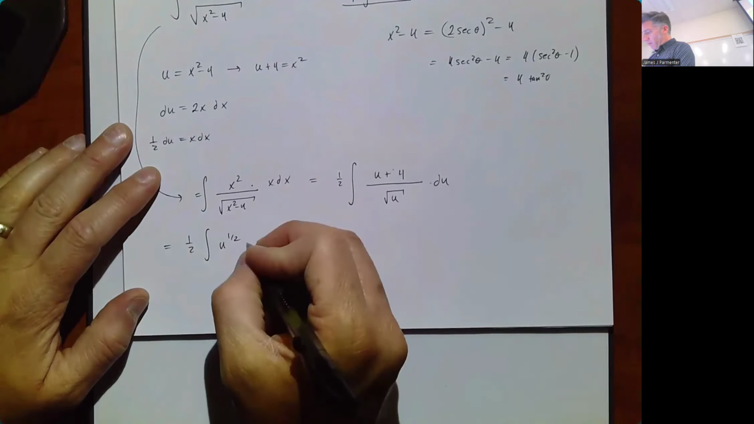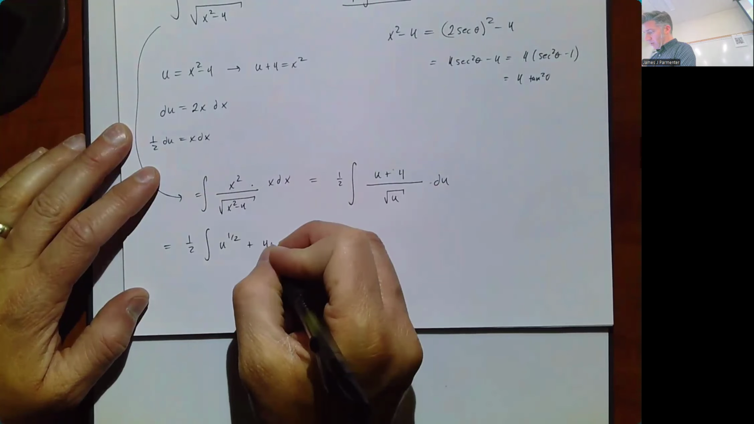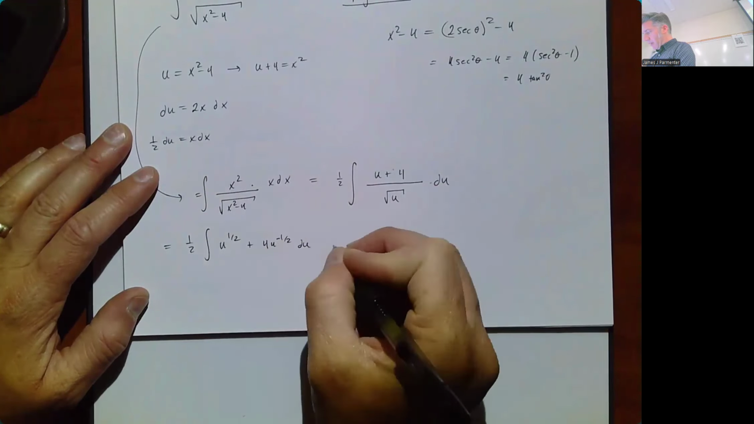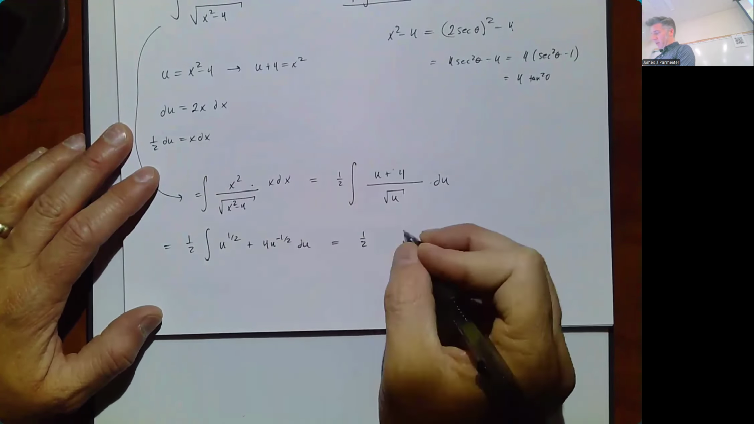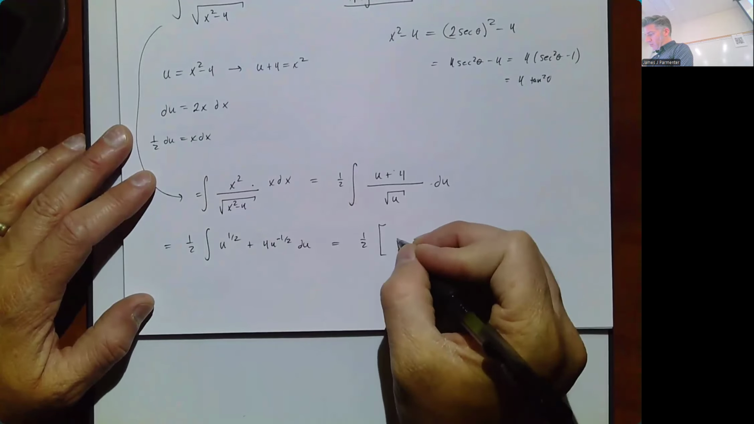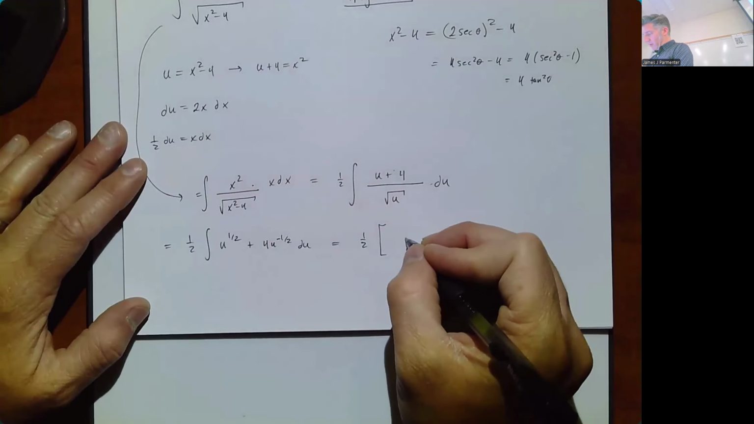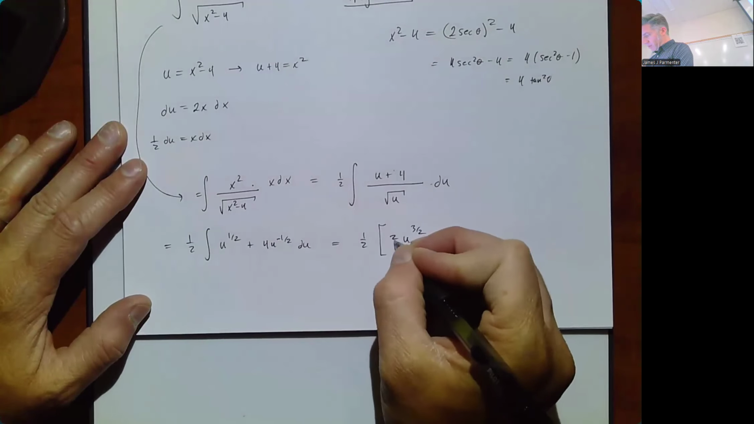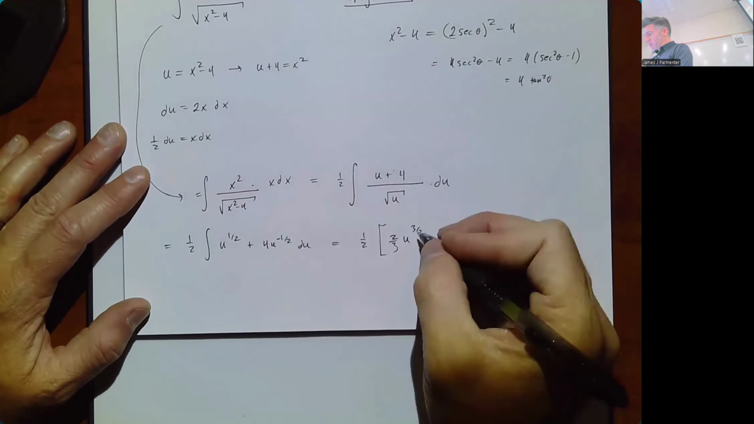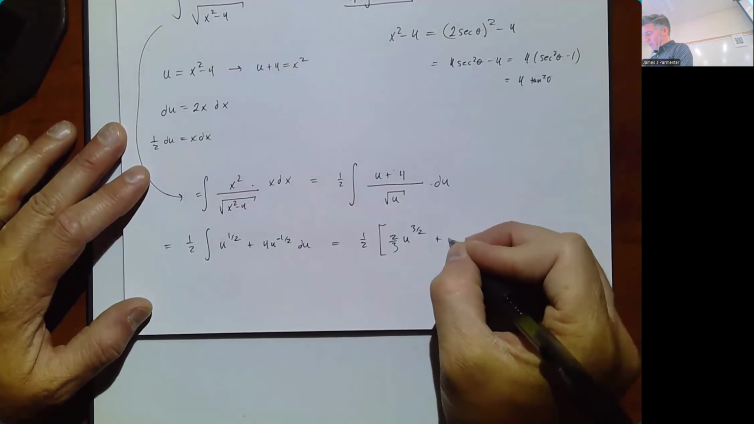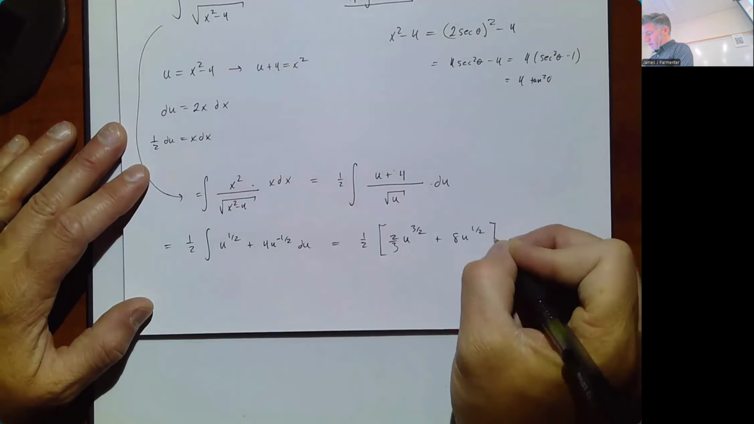And then 4 over the square root of u is 4u to the negative 1/2. And then if we integrate this, we get the integral of u to the 1/2 is u to the 3/2 times 2/3. The integral of u to the negative 1/2 is u to the 1/2 times 2. So we get 8u to the 1/2.